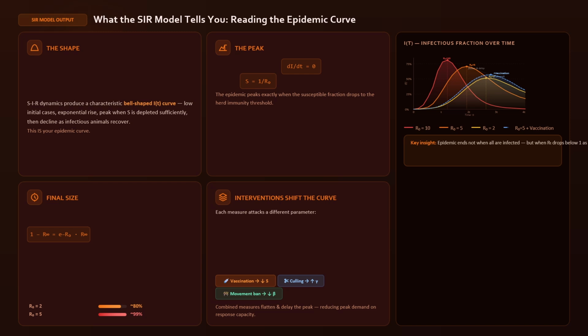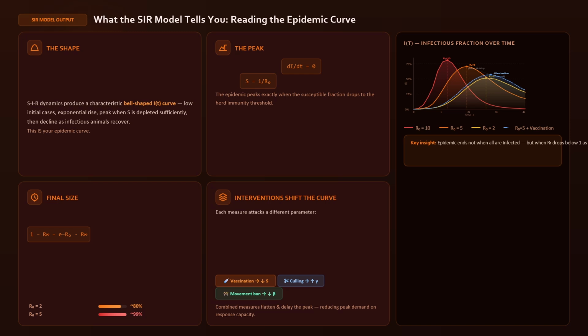What does the SIR model actually tell you? Read the output curve, the infectious fraction over time. The SIR dynamics always produce that characteristic bell shape, a slow start, an exponential rise, a peak, and then decline. Here's the key insight about the peak. It happens exactly when the susceptible fraction drops to 1 over R naught, the herd immunity threshold, where the rate of change of infections hits 0.